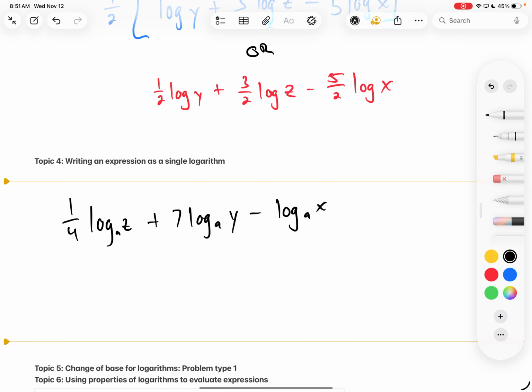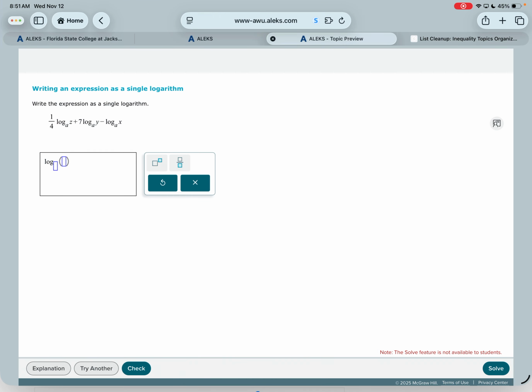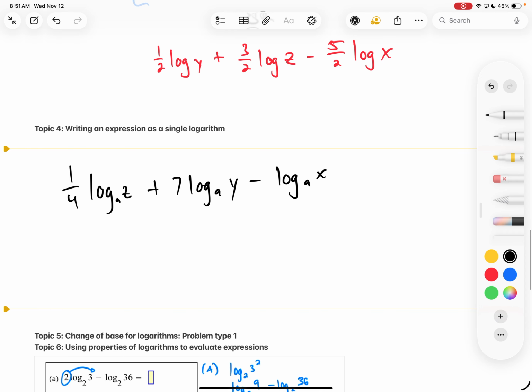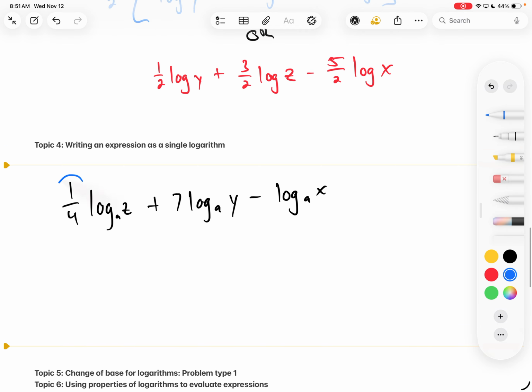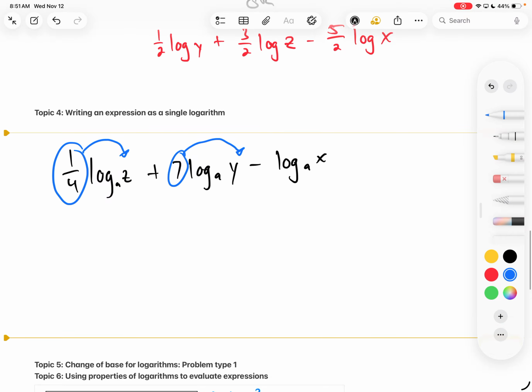Okay, most of the time when I do examples, I don't do anything with the bases here. This one does have log base a. To do these properties, all the bases have to be the same. You don't really do anything with it. You're just going to have to write that into your final answer. But we are going to try to combine this to 1. So the first thing I want to do is get these exponents up here. Get the numbers out in front to be exponents.